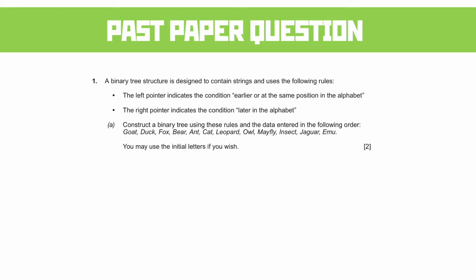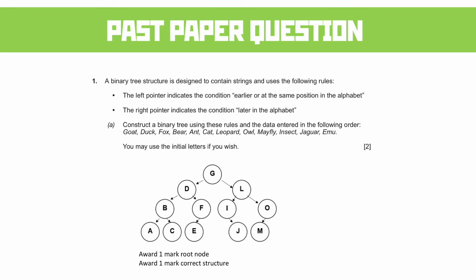So we can use the initial letters to make it clearer. So we start with G, which is the root node. Duck is less than, so it goes to the left. Fox is less than goat, but greater than duck. Bear is less than goat and less than duck. Ant is less than duck, less than bear. Cat is less than goat, less than duck, but greater than bear.